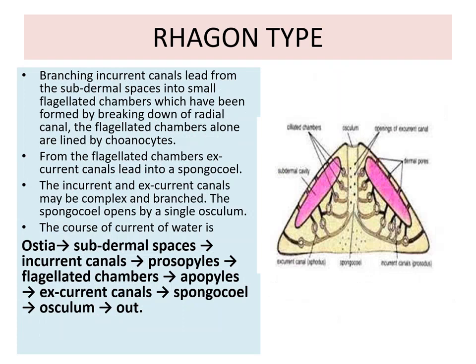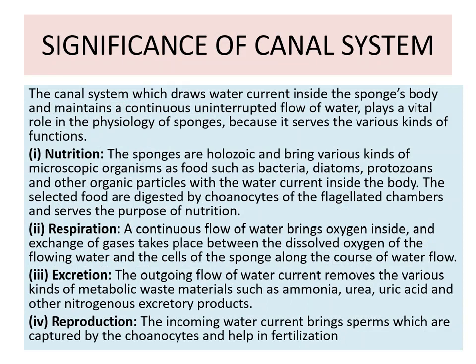Now coming to further details of this Rhagon type. We can say that a branching incurrent canal leads from the subdermal spaces into small flagellated chambers, which have been formed by branching of the radial canal. The flagellated chambers alone are lined by choanocytes, right? Here also the excurrent canals lead to the spongocoel. So the spongocoel is present in this case, whereas in the other leucon types there is a reduction in the spongocoel.